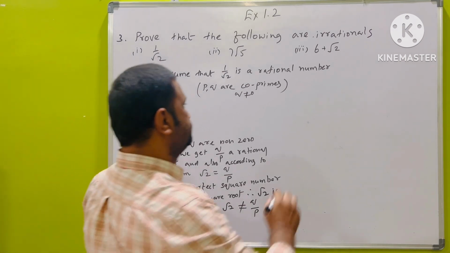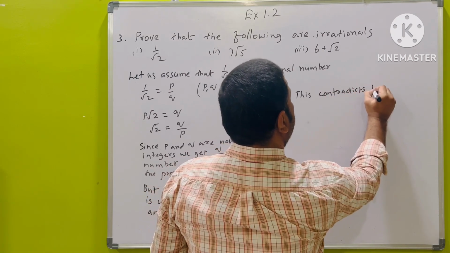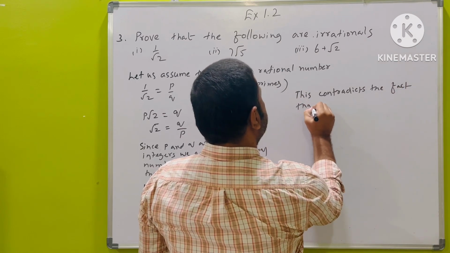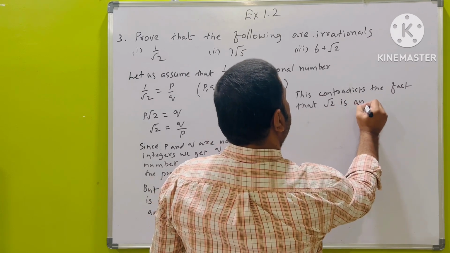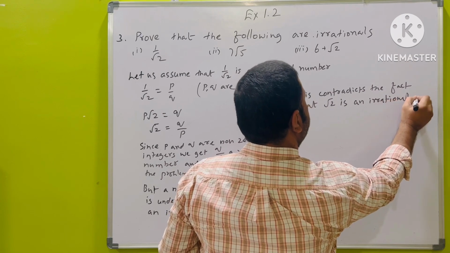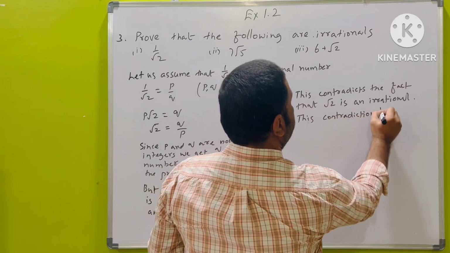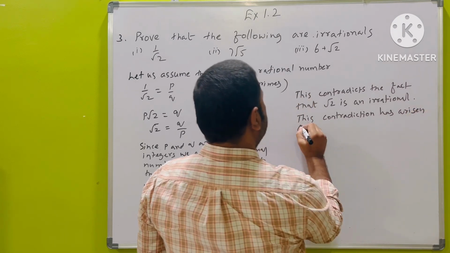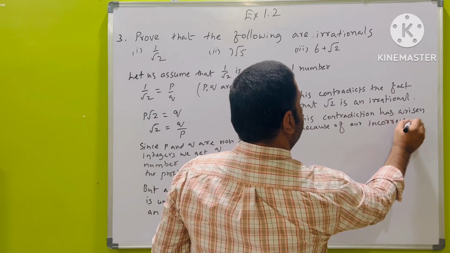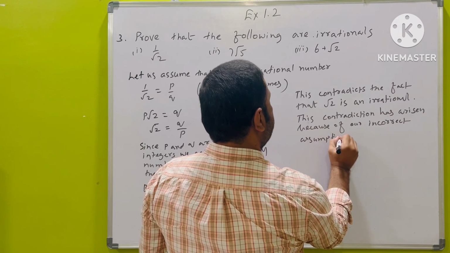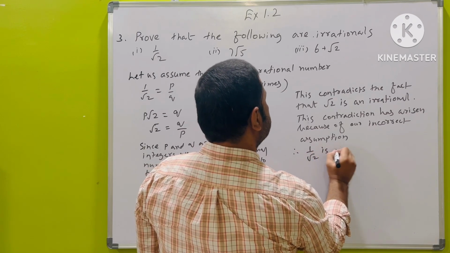Okay, have you got this? This contradicts the fact that root 2 is an irrational number. This contradiction has arisen because of our incorrect assumption. Therefore, 1 by root 2 is an irrational number.